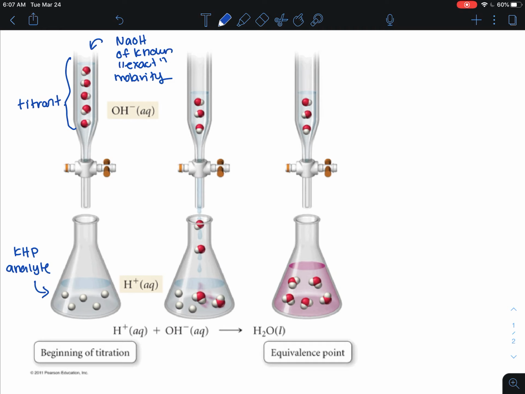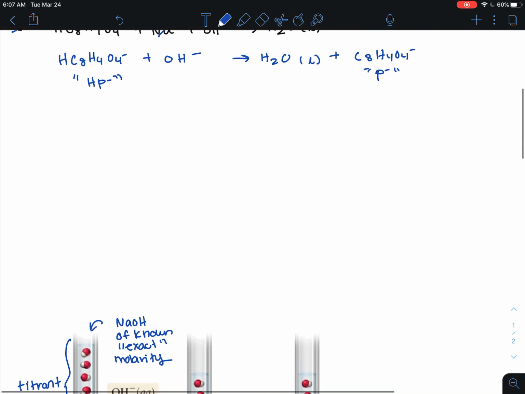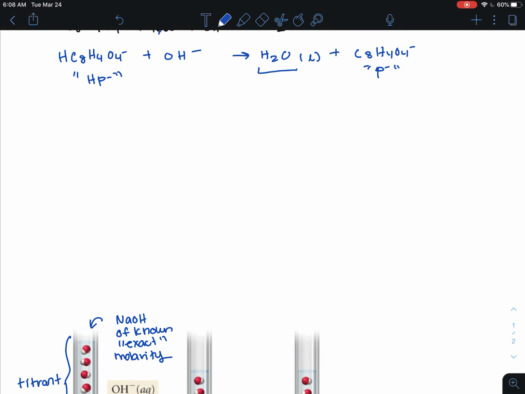Well, if they're both clear at first, how can I determine when the reaction is done, and why do I care about that? Well, I know, based off of my equation here, they're going to react together to form water. Since I have this equation, what can you use a balanced equation for? You can use a balanced equation for stoichiometry.